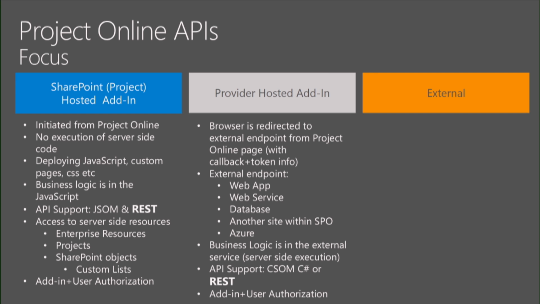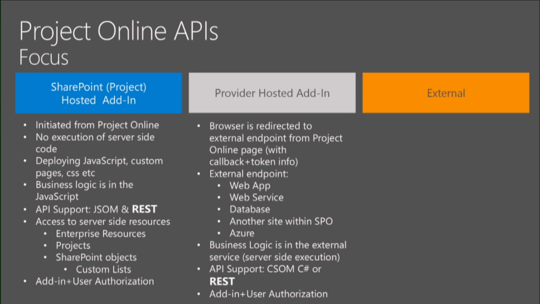It can be a web app or web service data. It could be another site in SPO. It could be in Azure. It could be anywhere outside of Office 365, it doesn't matter. Essentially, with that context and token info, that service can now call SharePoint and Project Online as if it were that user, and provide a nice interaction that way. All the business logic in this case will be hosted on your external site. I'll cover examples in a few minutes.